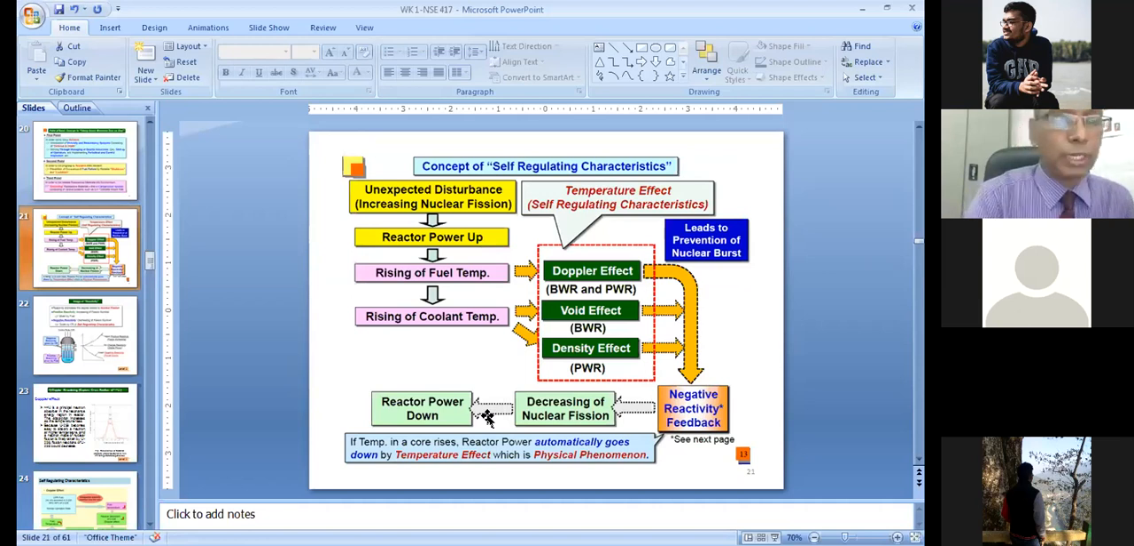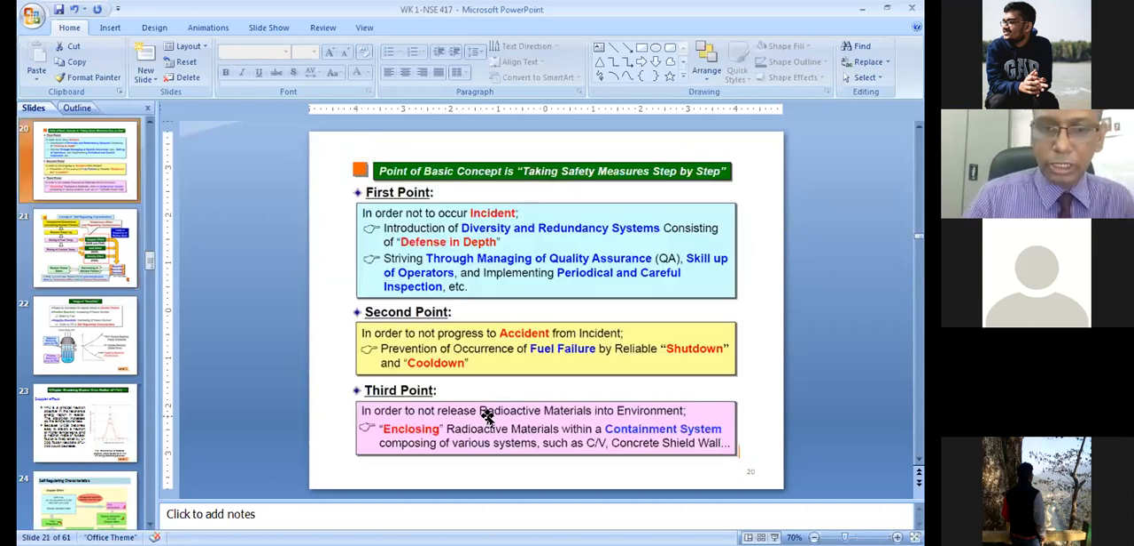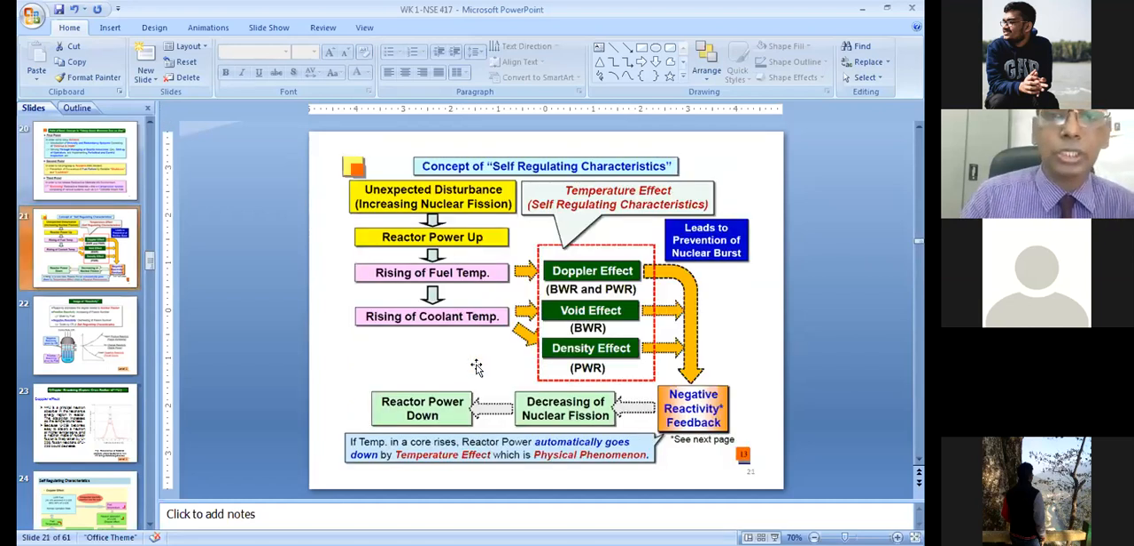Another important part is the self-regulating characteristic. Self-regulating characteristic is basically in the second point. That means if an accident is going to happen, how do you shut down the reactor chain reaction and cool down? This is part of the second point. We can do that by using the self-regulating characteristic of the boiling water reactor or pressurized water reactor.